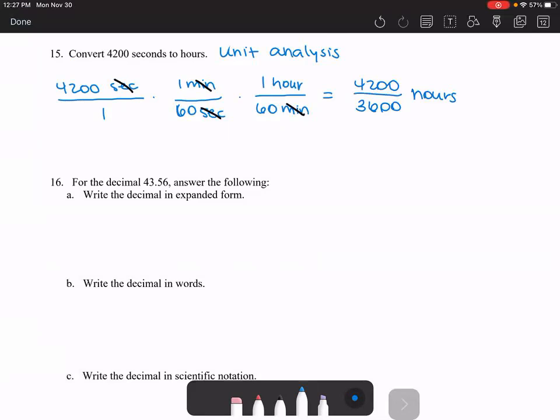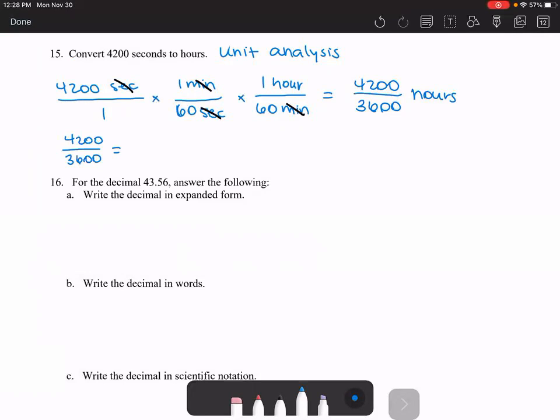So we know that 4,200 over 3,600. A common mistake was in multiplying 60 and 60 together. 6 times 6 is 36, and then you add 1 0 from each 60. A lot of people on this question put 1,200 instead. So make sure you multiply. This is all multiplying.